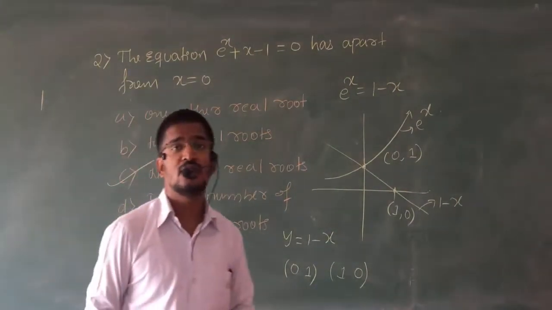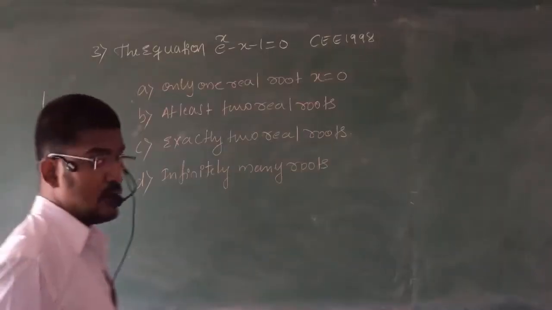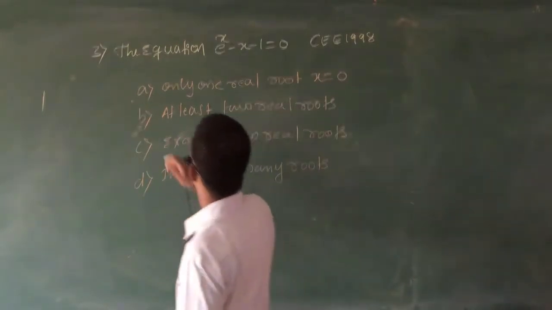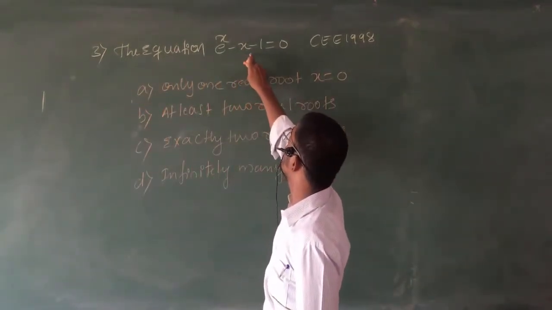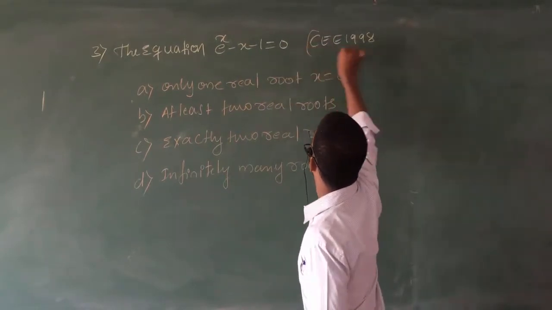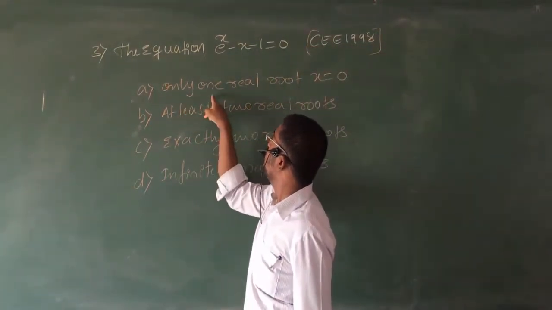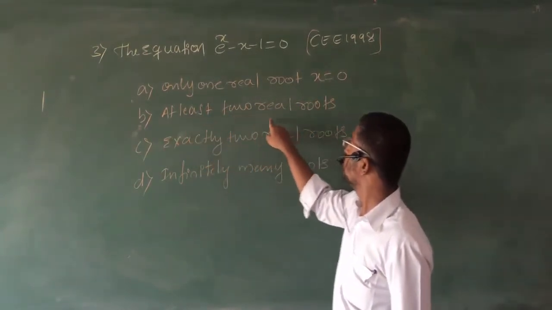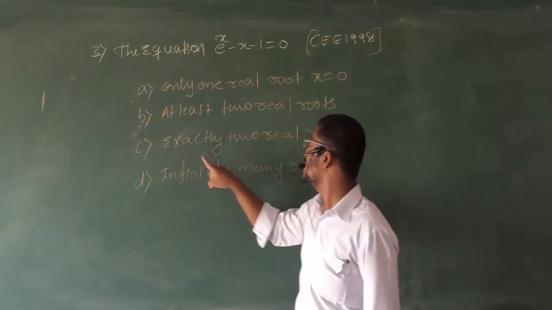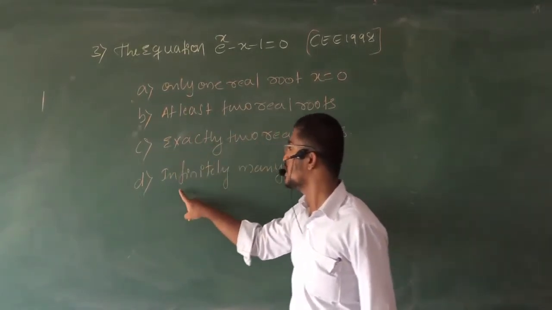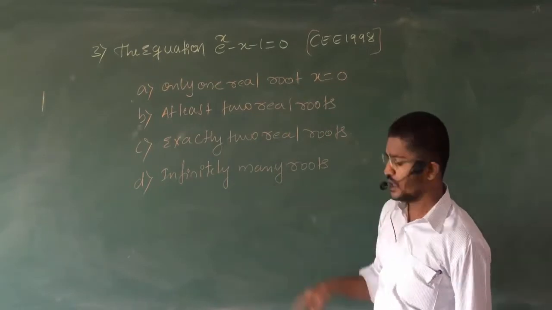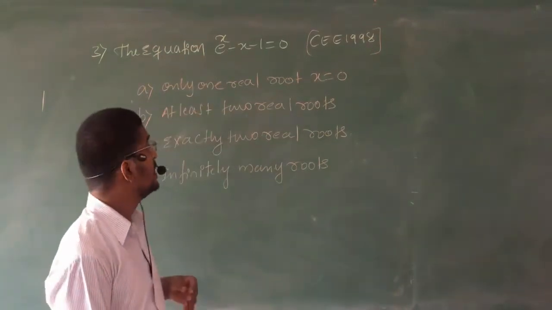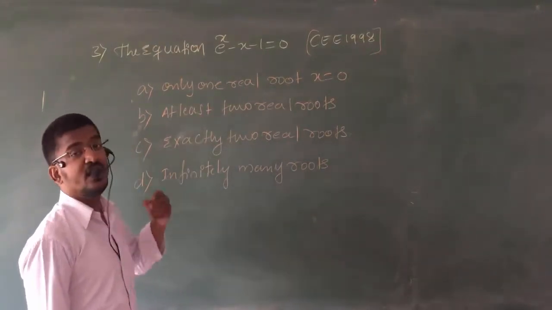Now let us move on to the next problem. Now let us go for the third problem, that is the equation e raised to x minus 1 equal to 0. Option A has only one real root, that is x equal to 0. Option B, at least two real roots. Third option, exactly two real roots. Fourth option, infinitely many roots.